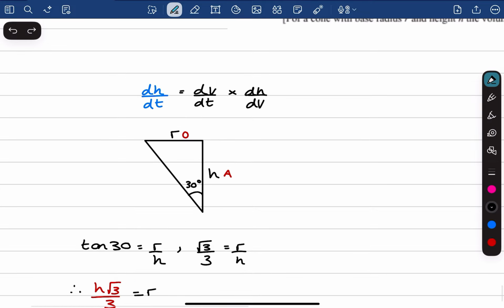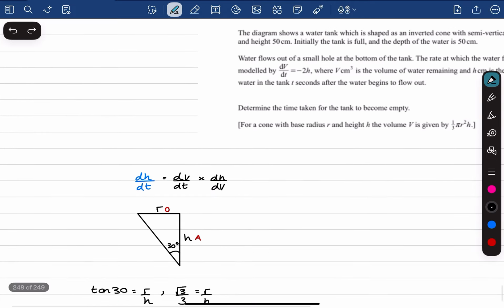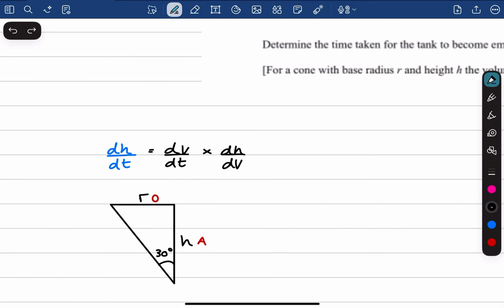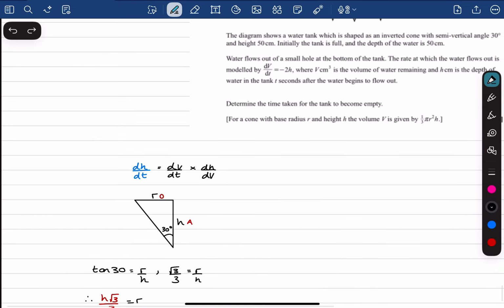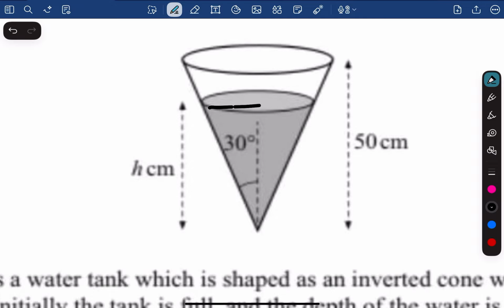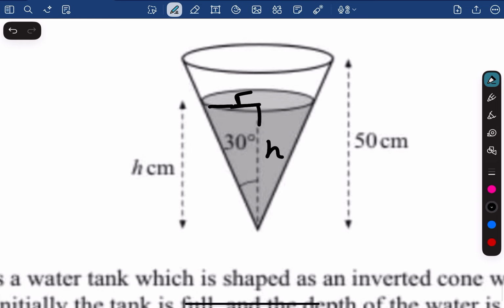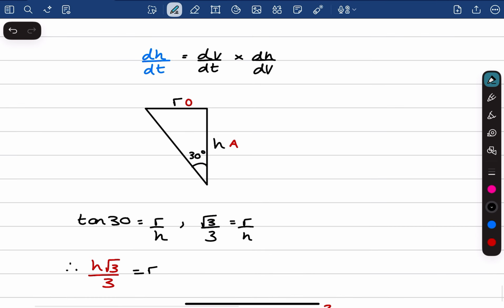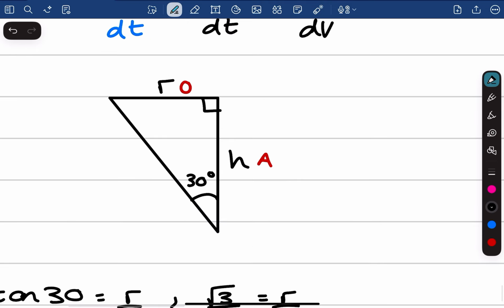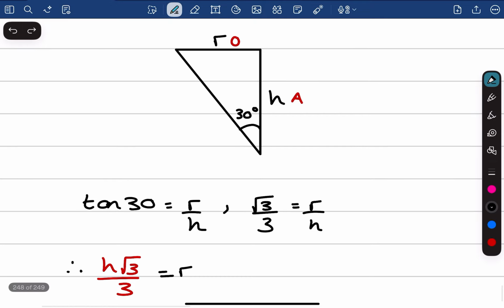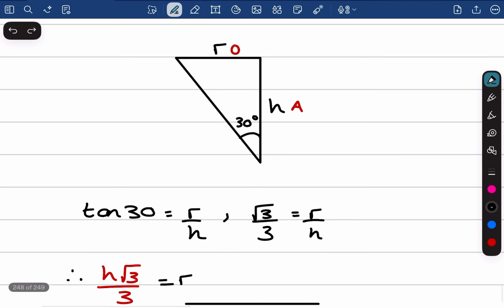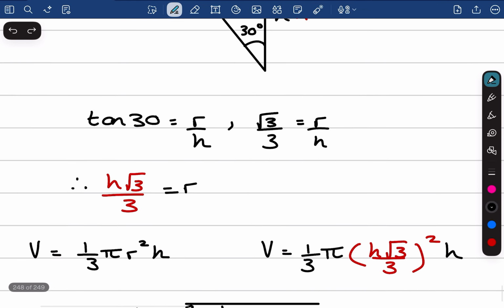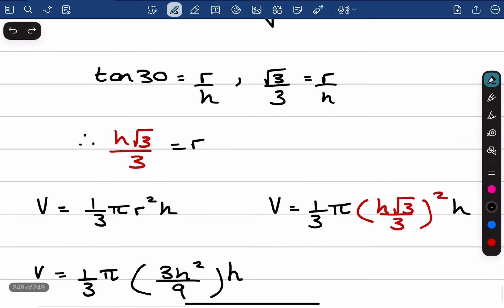But then after this, we need to find out what r equals in terms of h, and you'll see why in a second. So what I've done is label this side length r, and then this is h, and that gives us this diagram. We can use simple trigonometry because this is a right angle. So tan 30 = r/h, because it's opposite over adjacent. Tan 30 is the same as root 3 over 3, which means if you rearrange for r, you get r = h root 3 over 3. So that's amazing, we've got that.